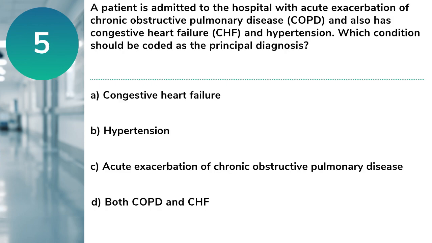Question 5. A patient is admitted to the hospital with acute exacerbation of chronic obstructive pulmonary disease, COPD, and also has congestive heart failure, CHF, and hypertension. Which condition should be coded as the principal diagnosis? A. Congestive heart failure. B. Hypertension. C. Acute exacerbation of chronic obstructive pulmonary disease. D. Both COPD and CHF.